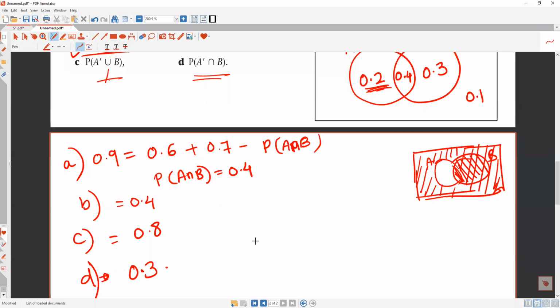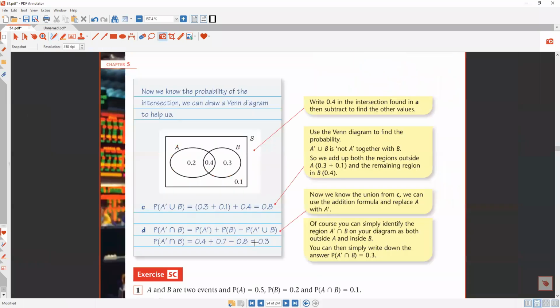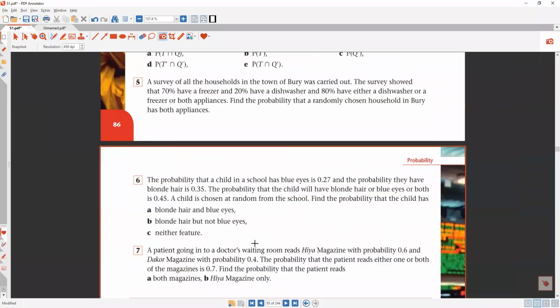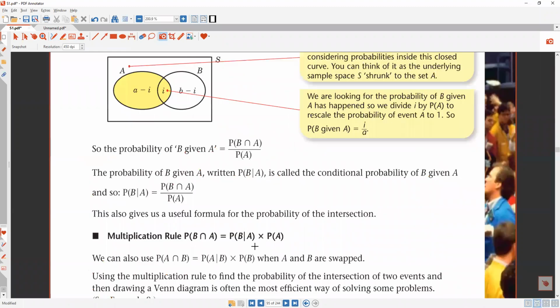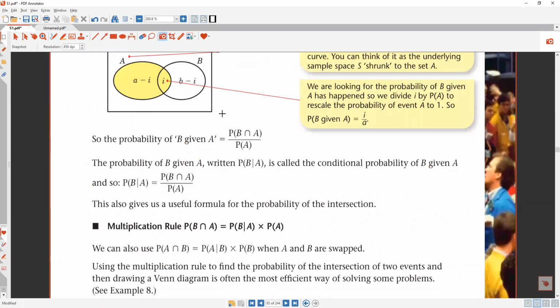Okay, now let's go to the next sum. Let's check an exercise this way. I'm not going to do this right now. Now let us do conditional probability. How many of you here know what a conditional probability is? Did we do this in our O levels regarding conditional probability? Nader, do you know what conditional probability is, by the way? Maybe.